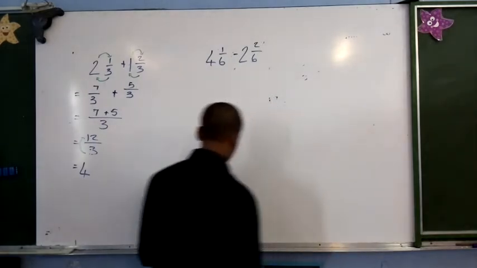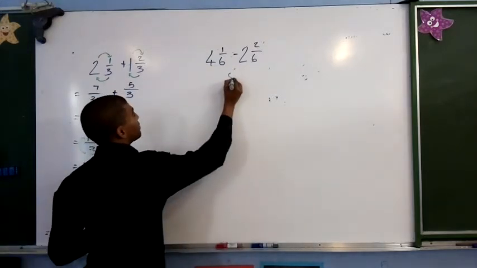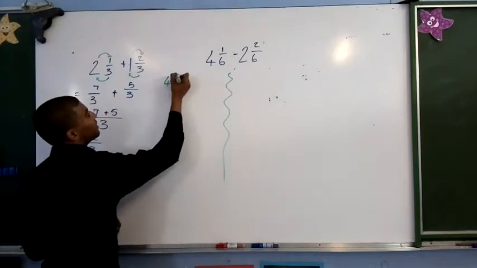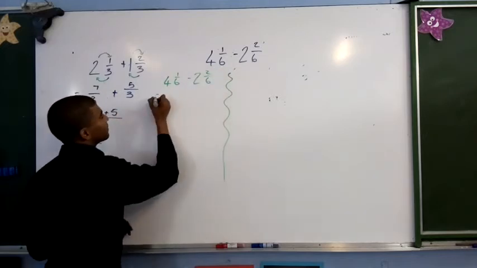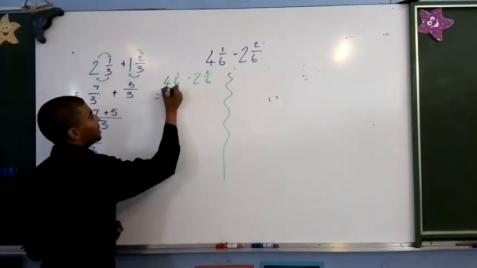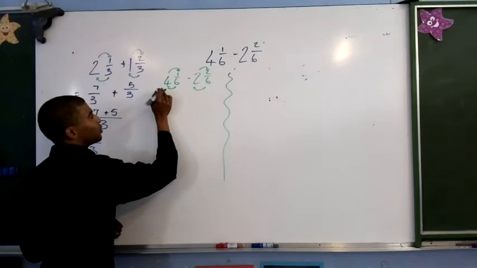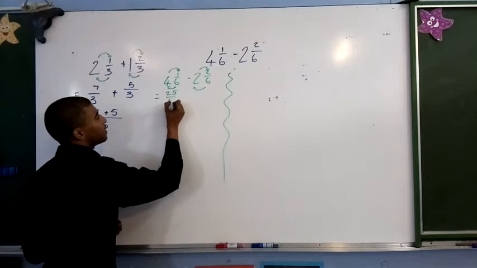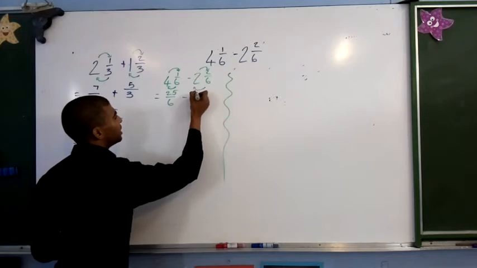Moving on to our subtraction sum. I want to do our subtraction sum in two different ways. The correct way and then the wrong way. So we're going to take 4 and 1 over 6 minus 2 and 2 over 6. Like we did here, we're going to convert it into an improper fraction. 6 times 4 is equal to 24, plus the 1 is equal to 25 over 6. 6 times 2 is equal to 12, plus the 2 is equal to 14 over 6.